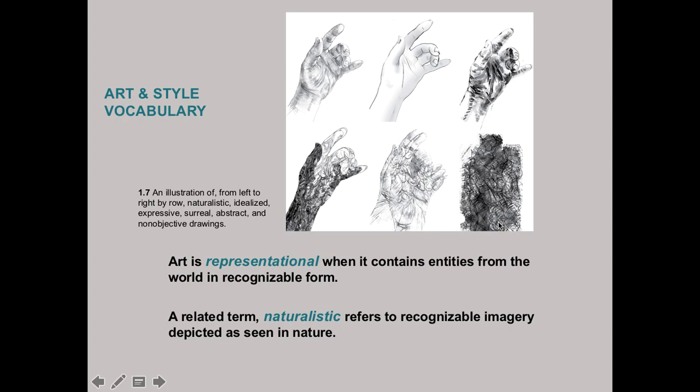So with non-objective art, it's really important to remember there is no object. We're not trying to see a thing. Sometimes, and actually I would say at certain points in time, abstract and non-objective would be one and the same thing, but that isn't the case, and our author's really making that point as well, so make sure you're clear on that. So a representational piece contains entities from the world in a recognizable form. So really all 5 of these you could say are representational. Underneath that broader heading, then you get into naturalistic, idealized, expressionistic, surrealistic, and abstract.